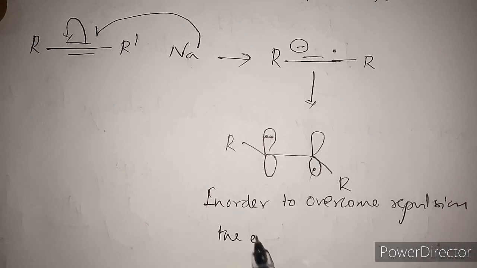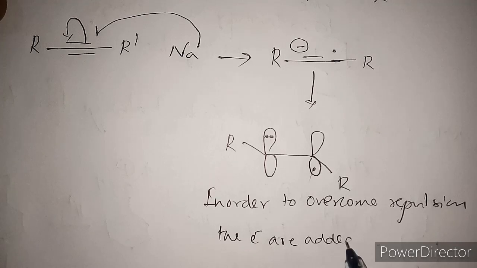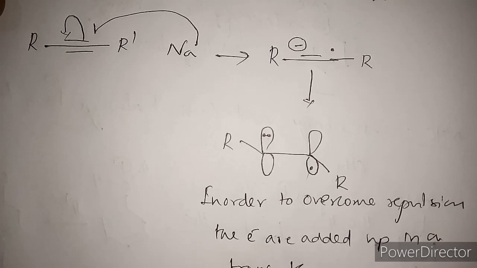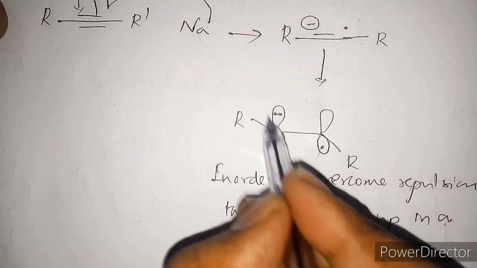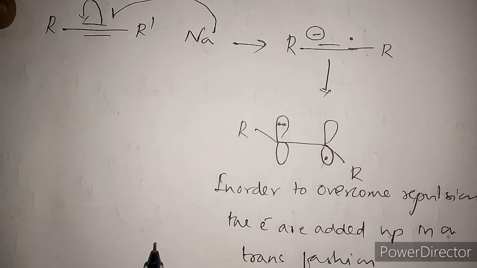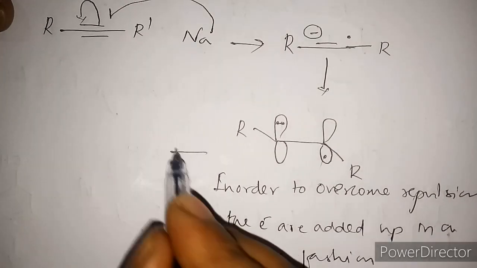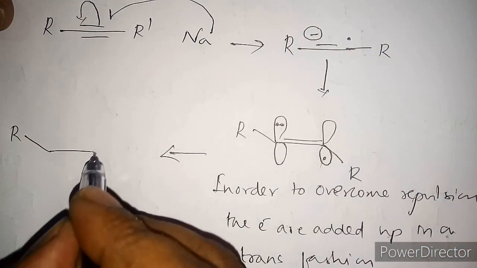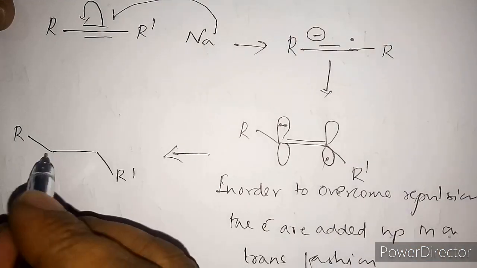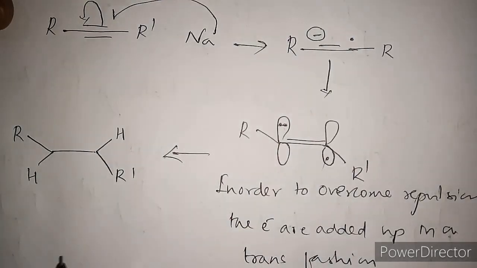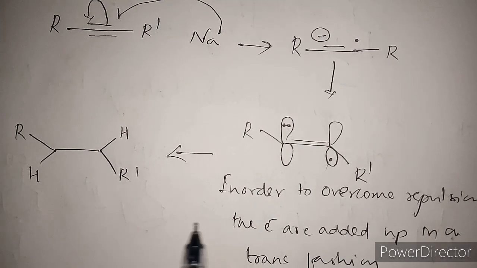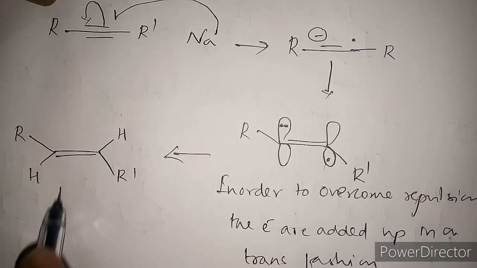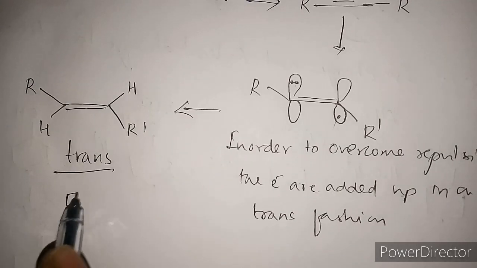Now the electrons are added up in a trans fashion. Once negative charge here, once negative charge here. So that's why we will get a double bond here. R dash, this is R dash. H will be added up here. So this is the double bond. So this is a trans alkene, that is the E conformation.